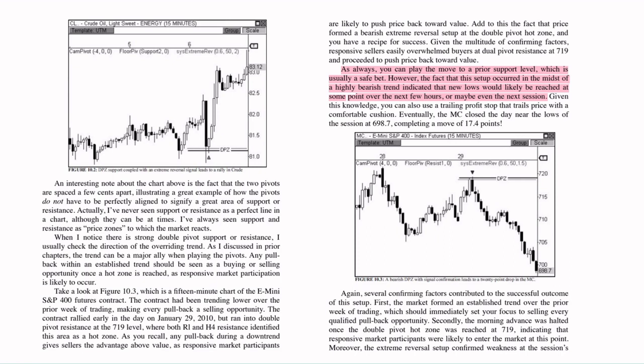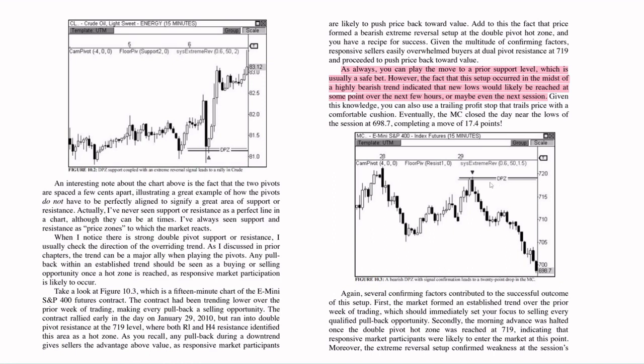Clear? So he is also mentioning several factors that contributed to the successful outcome of the setup. First, the market formed an established trend. What is the trend? It is the downward trend. Clear? And then the market gave a pullback opportunity. Yes, the market fell down, gave a pullback opportunity, and that pullback halted at the double pivot hot zone at 719 rupees or dollars.